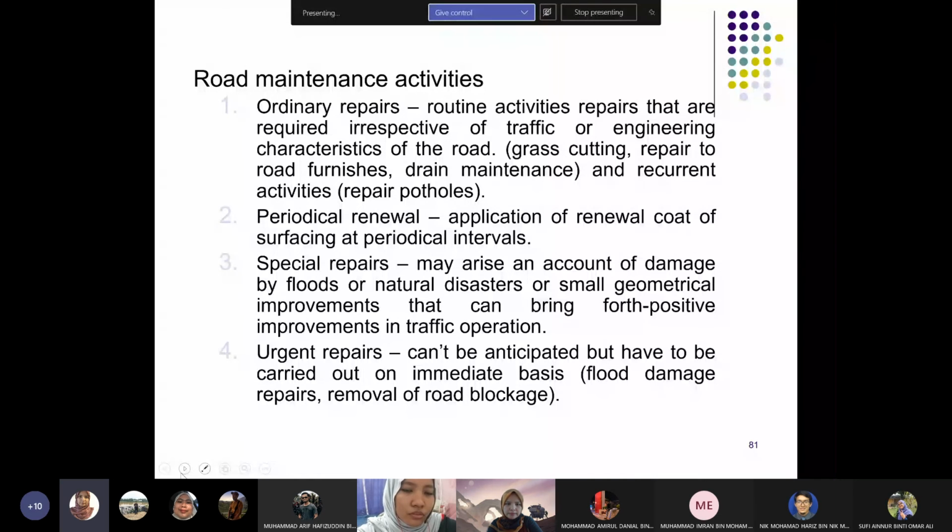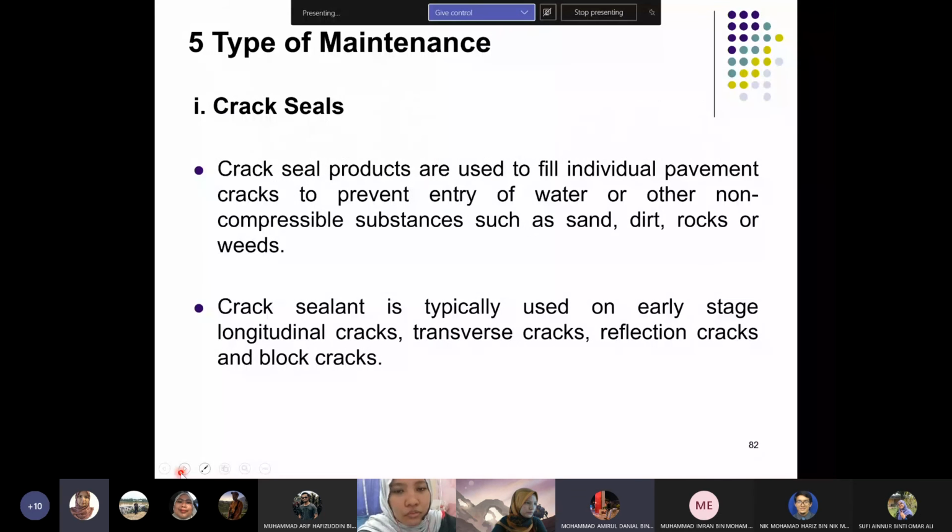Okay, ini pun lebih kepada natural disaster lah. Okay, yang ni tak boleh tolerate lagi lah, urgent repair. Special repair tu still tolerable. Mungkin kat kawasan tu masih ada alternatif, jalan lain boleh guna. They go for special repair lah, right? Contoh. Okay, these are the types of maintenance yang you can do.